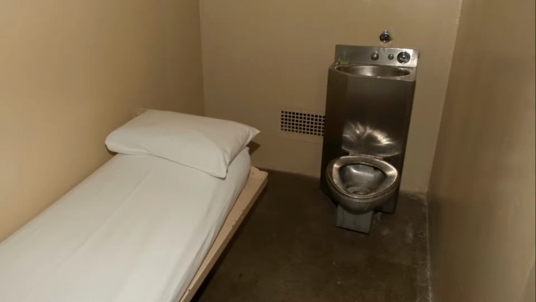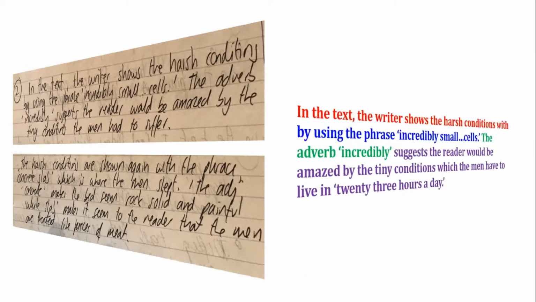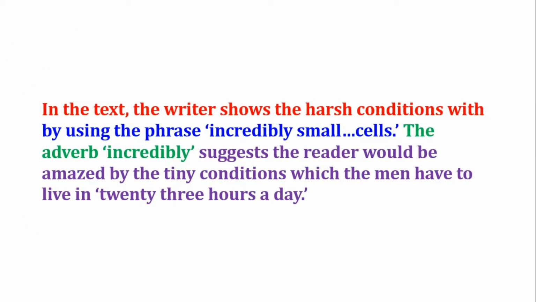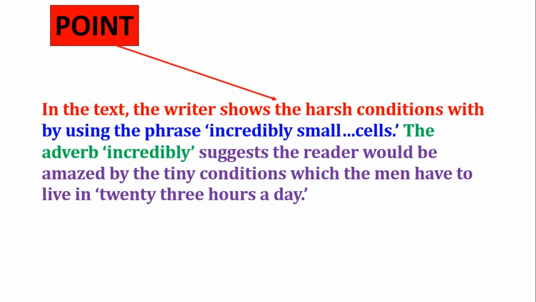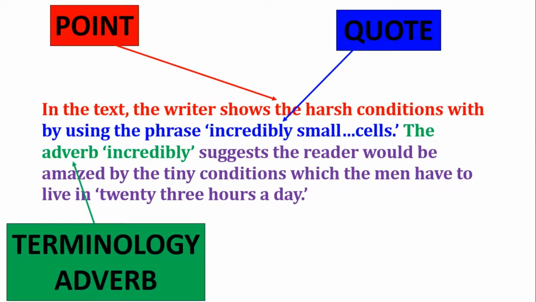So the first quote we're going to look at is the incredibly small cells. That's the quote I've picked out to show they've got harsh conditions. So I've put in the text, the writer shows the harsh conditions with the phrase incredibly small cells. The adverb incredibly suggests the reader would be amazed by the tiny conditions which the men have to live in 23 hours a day. So I've got my point about the harsh conditions, my quote, the incredibly small cells, and then I've gone into a bit of terminology.